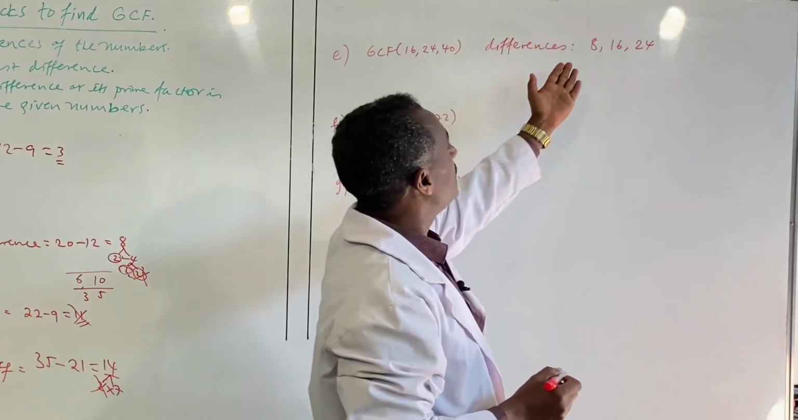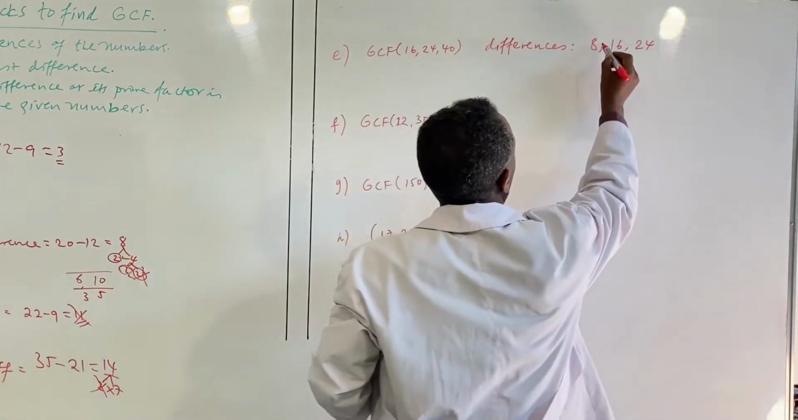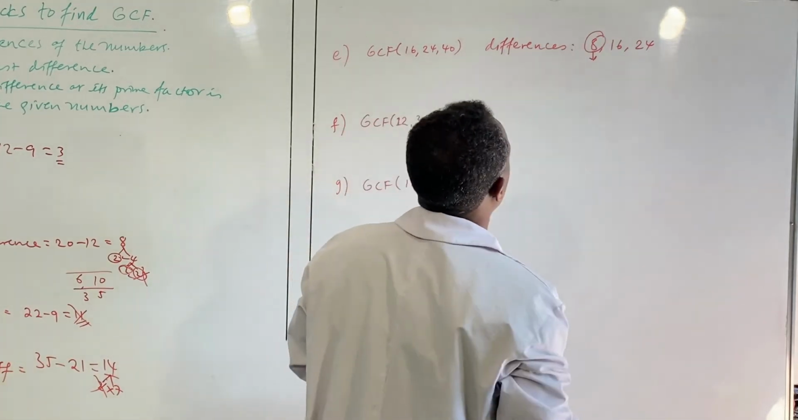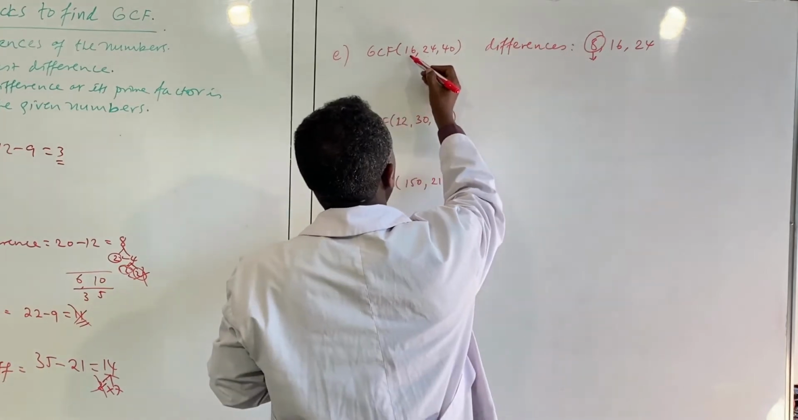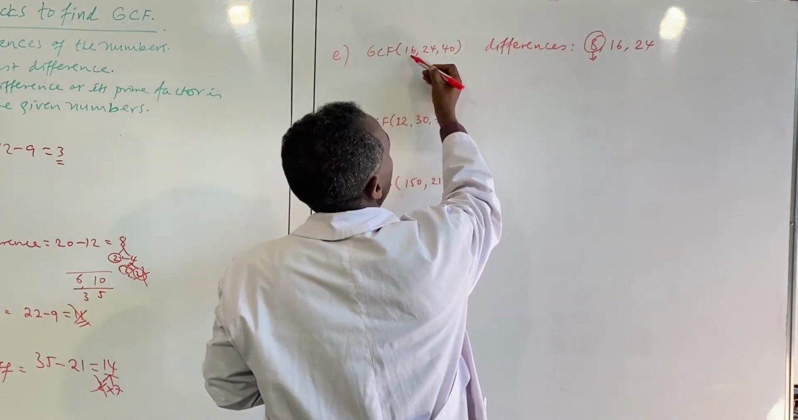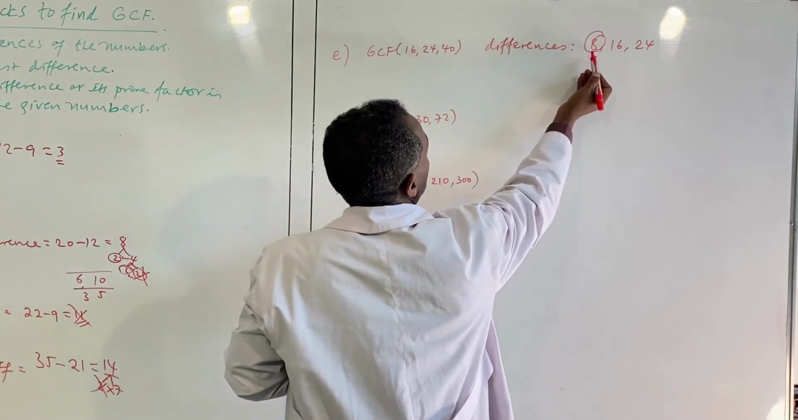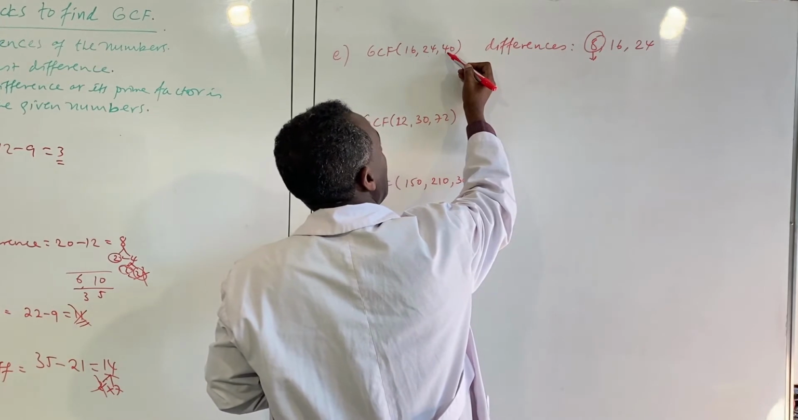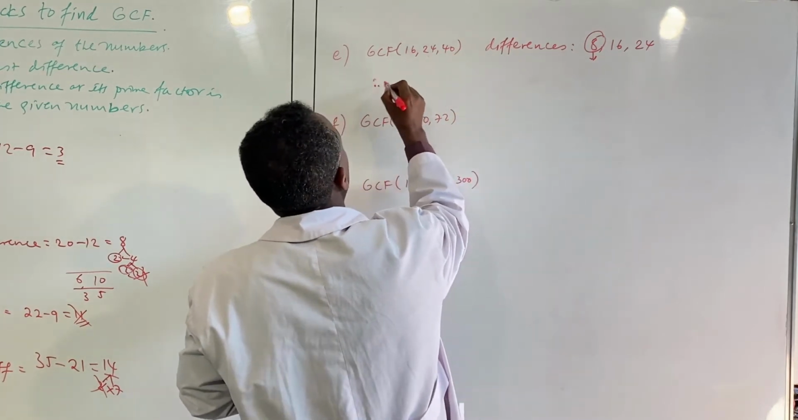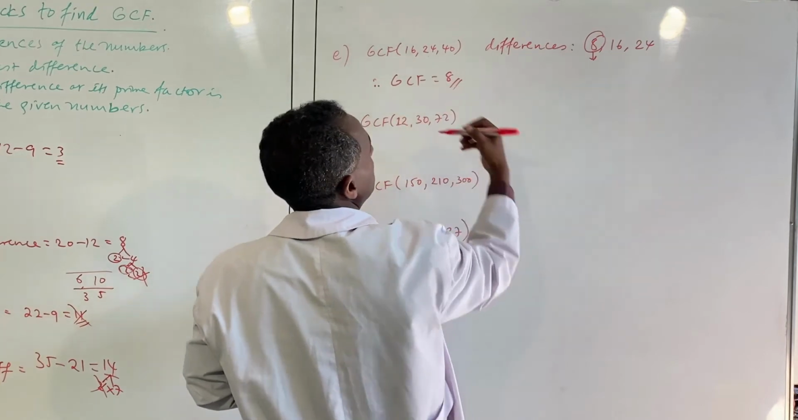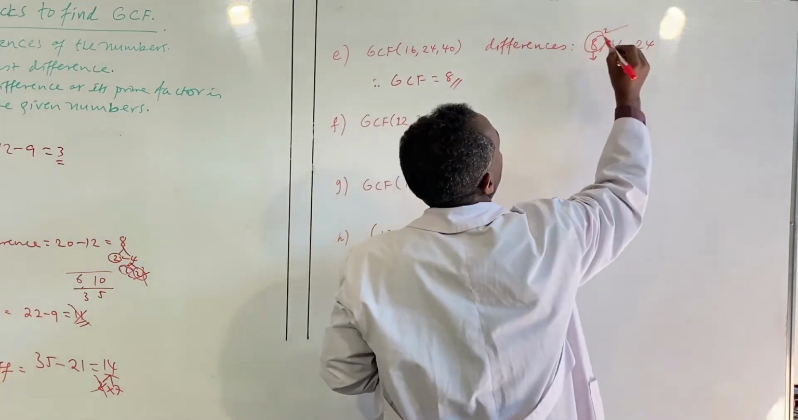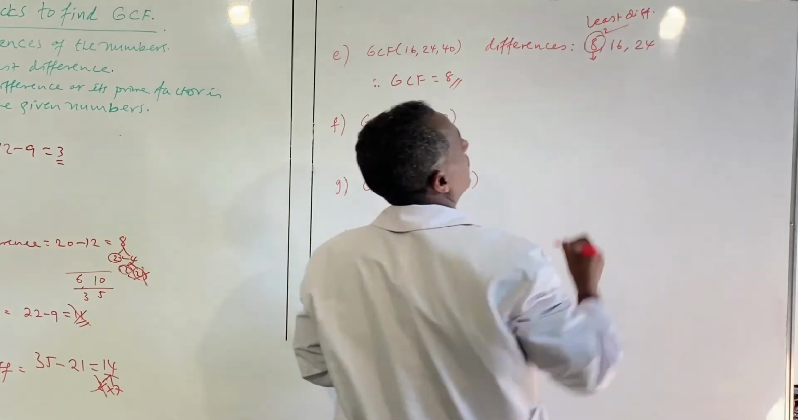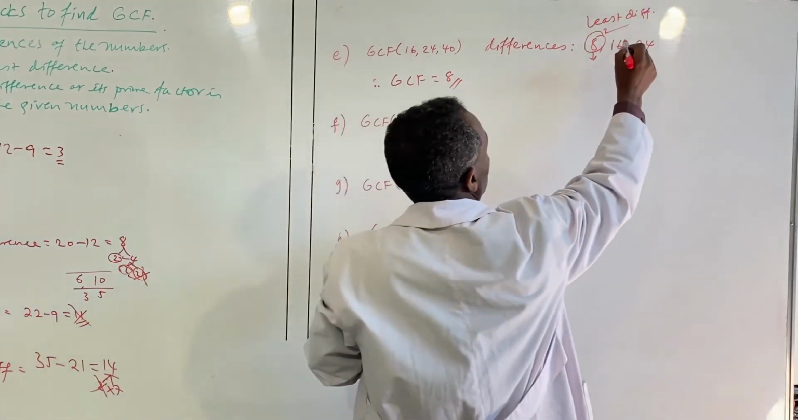Out of these differences, we take the least one, the smallest one, and check if this is a factor of all. Does 8 divide 16? Yes, because 2 times 8 is 16. 3 times 8 is 24. 5 times 8 is 40. Therefore, GCF is 8. Very simple. So we take the least difference. We don't use these other things.